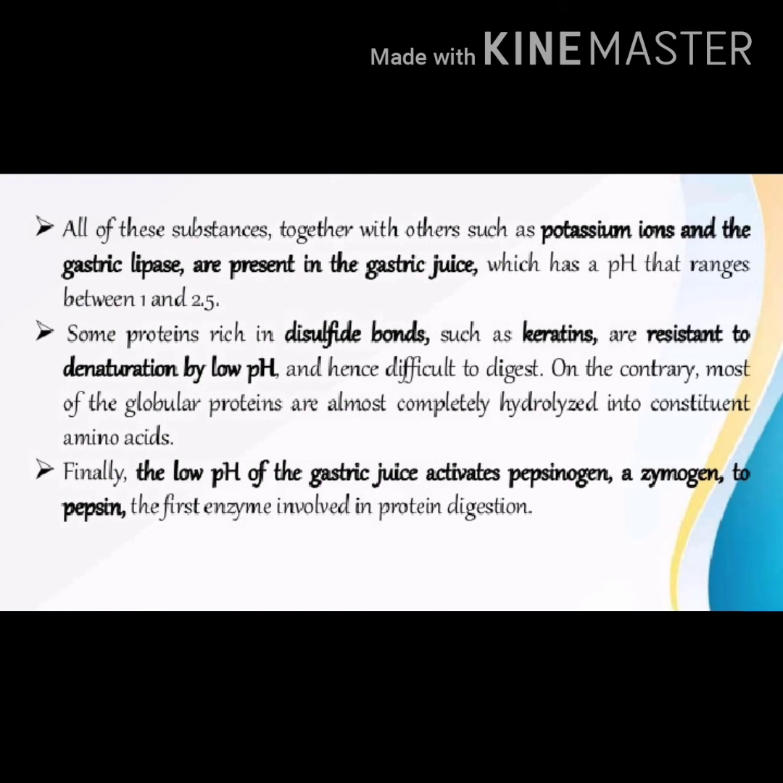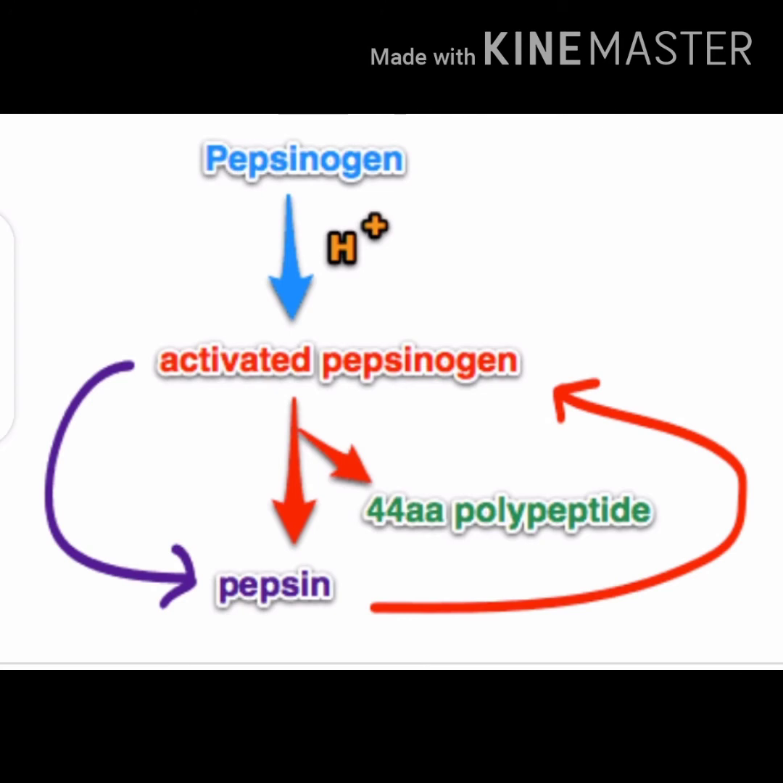Finally, the low pH of the gastric juice activates the zymogen pepsinogen to pepsin, the first enzyme involved in protein digestion. Our chief cells already contain pepsinogen inside them. While we are eating, the food particles enter the stomach. Automatically the G cells are activated, and the activated G cells activate the pepsinogen into pepsin. That pepsin is the enzyme involved in protein digestion and absorption.